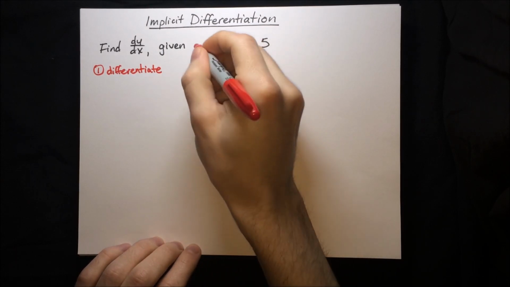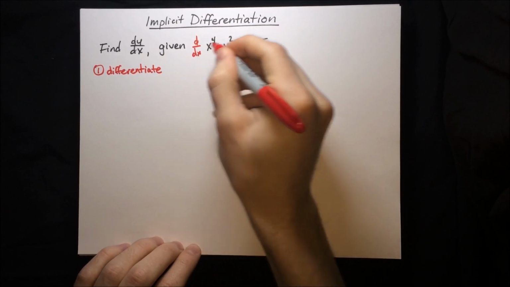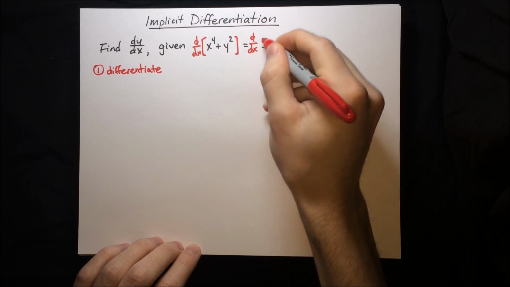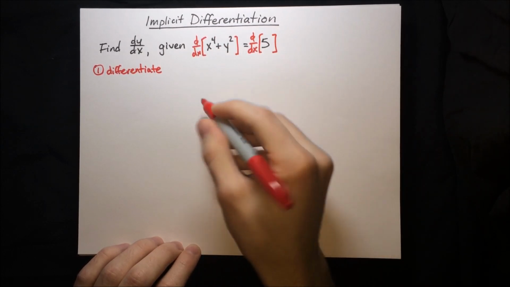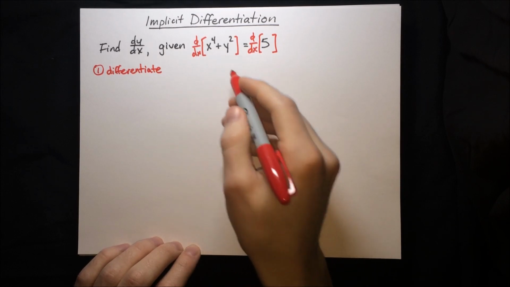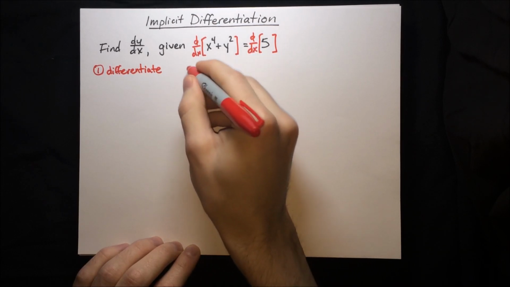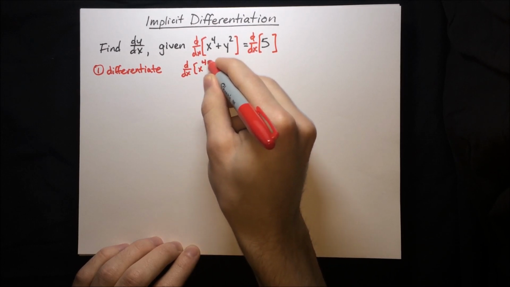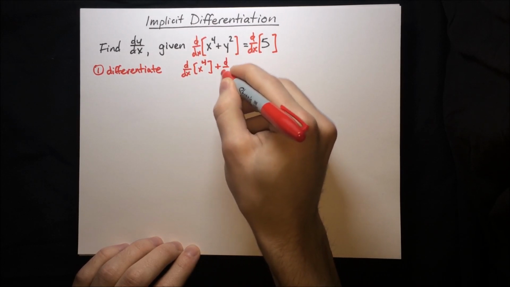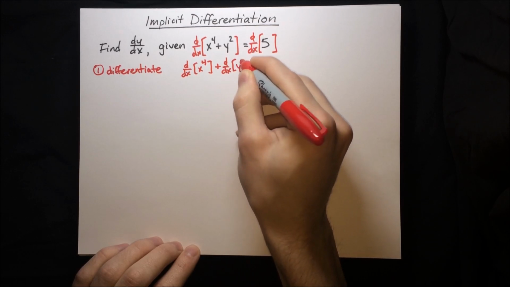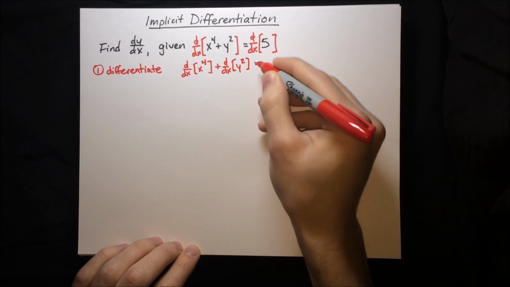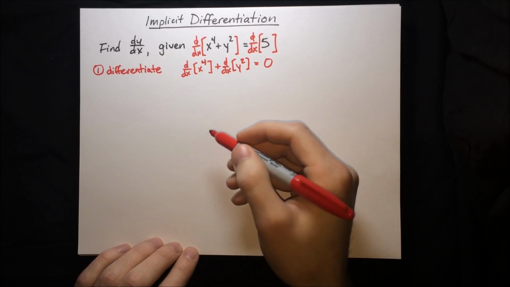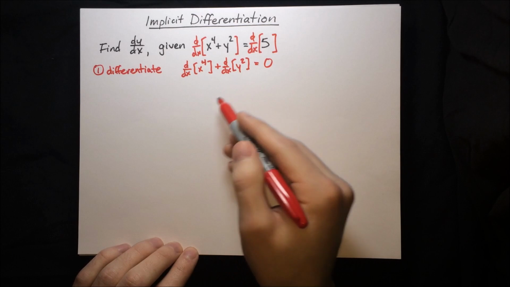So we'll take d/dx of both sides of the equation. And we can go ahead and split up this derivative over the sum. So this is d/dx of x to the fourth plus d/dx of y squared. And the derivative of 5 we know is just 0, because the derivative of any constant is 0. Okay, so let's continue computing this.